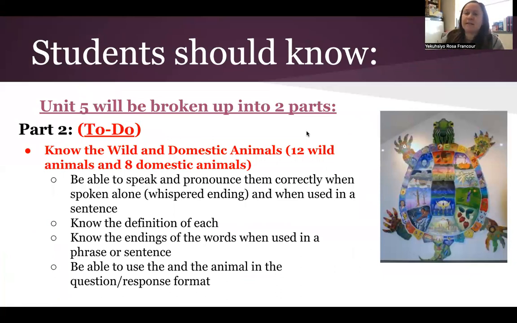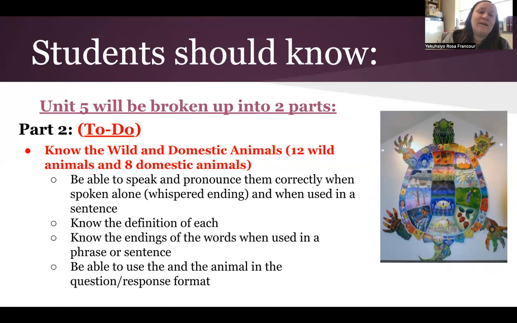Like I mentioned, this last section of the book is broken into two parts. And we covered the first part, which was A stem nouns, C stem nouns, and colors. This section is going to cover wild and domestic animals. There are 12 wild animals and the names for those that we cover, and then 8 domestic animals. Are these the only animals we have names for in our language? No. This is just a base. Same thing with nouns. The nouns we covered in the previous video, just a base. There's a lot more. Okay, so this is just going to give you a foundation.